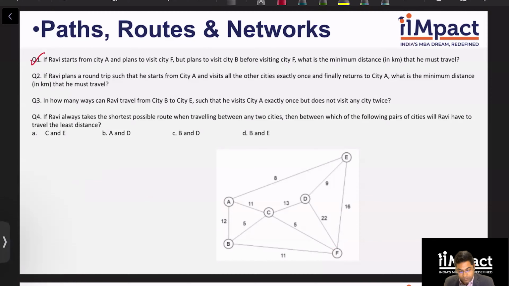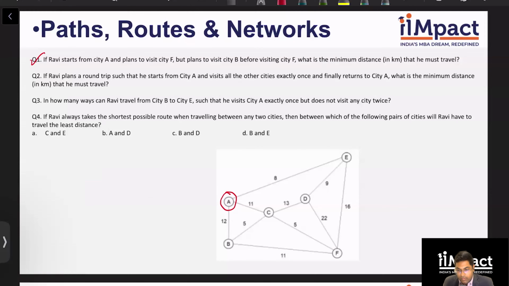Question number 2. If Ravi plans a route such that he starts from city A, visits all the cities exactly once and finally returns to A, what is the minimum distance that he must travel? Okay. Now this might look like a rather overwhelming question, but it's pretty straightforward if you know how to go into this. Okay, we know that Ravi is starting from city A and coming back to city A, right?